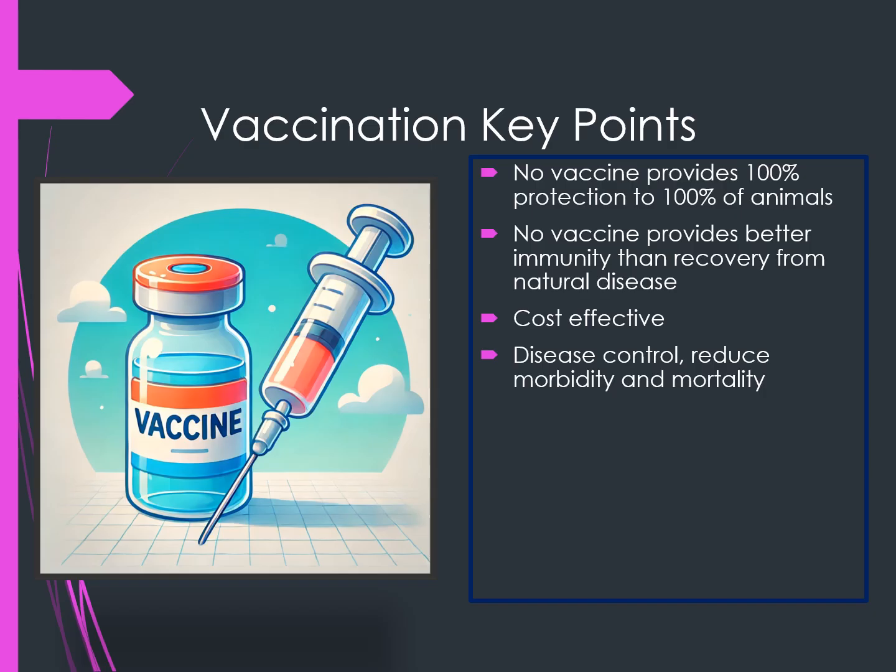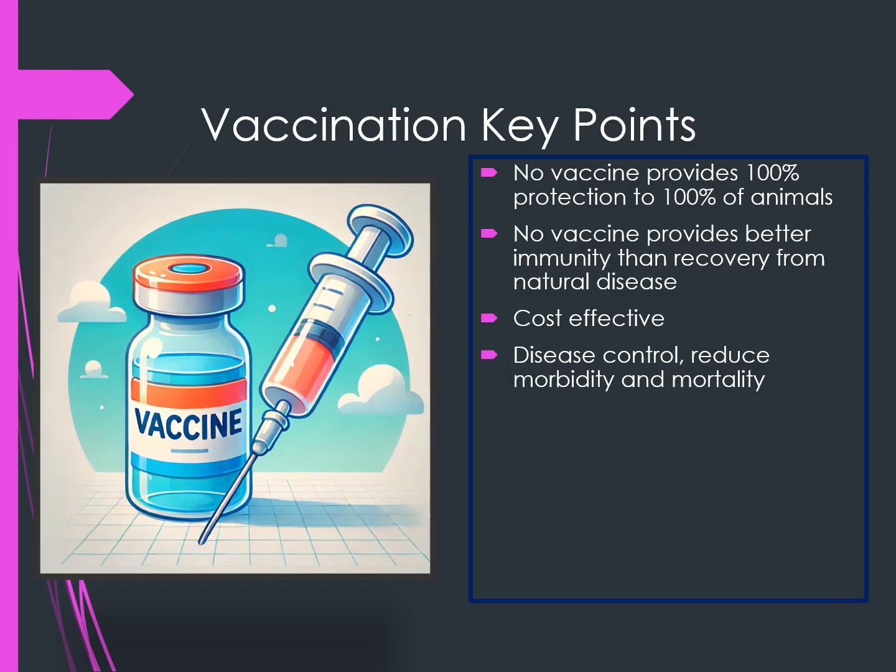No vaccine provides 100% of protection to 100% of animals. Everyone is different depending on age, their health, and their genetics. No vaccine provides better immunity than recovery from natural disease. With natural infection, you get more of the pathogen, more antibodies, memory cells, and nothing is more efficient than our own immune system in response to an actual infection.